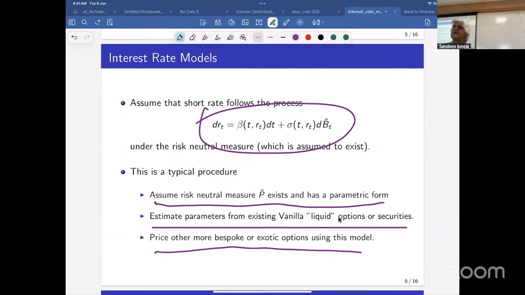What's that? Well, in the interest rate setting, I'll just tell you what that means. Not even vanilla options, even bond prices. If I'm assuming that my short rate satisfies this parametric equation, I'll choose my parameters in such a way that I match the bond prices that I see. So not even options, yeah. Okay. All right.